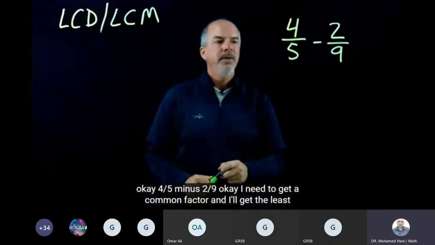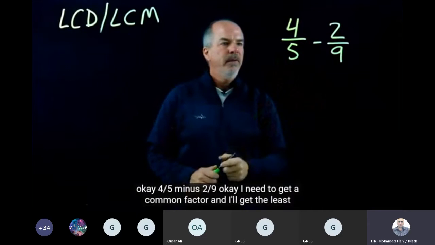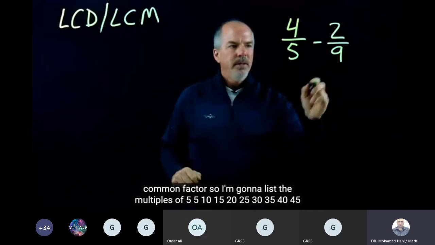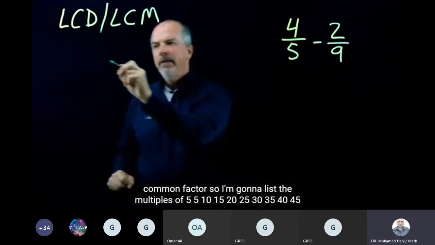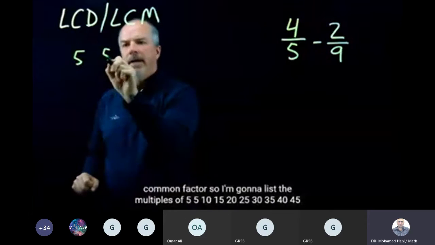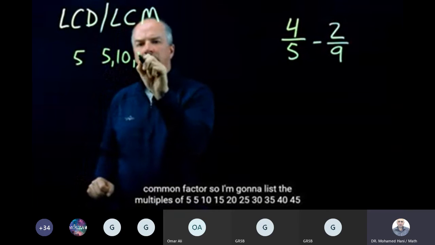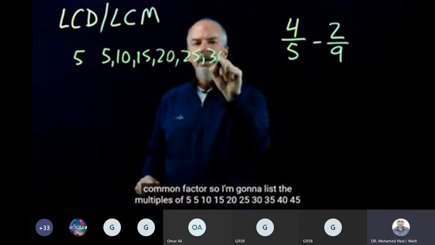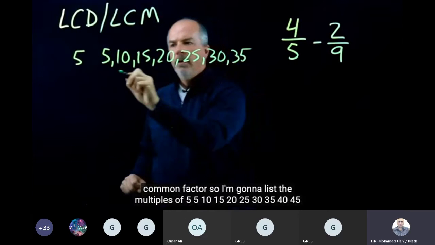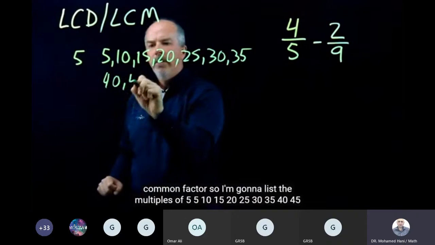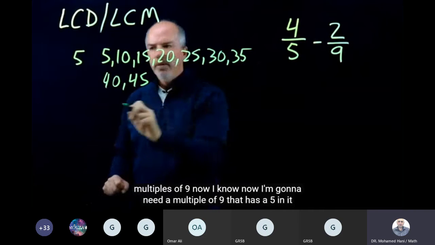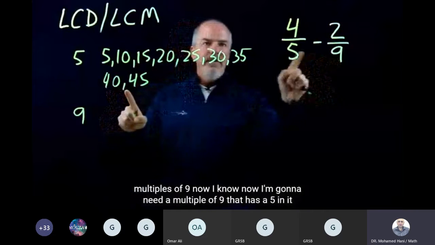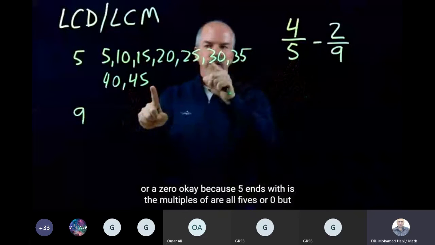Okay, 4/5 minus 2/9. I need to get a common denominator, and I want to get the least common one. So I'm going to list the multiples of 5: 10, 15, 20, 25, 30, 35, 40, 45. Multiples of 9. Now, I know that I'm going to need a multiple of 9 that has a 5 in it, or a 0.